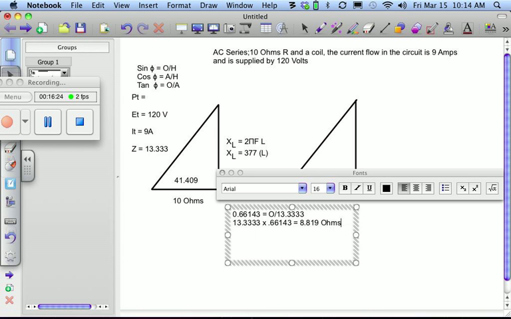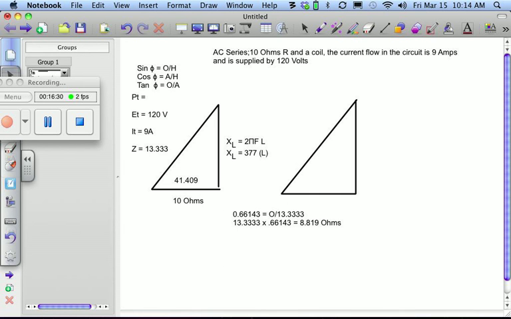Now, why is that important? Because now, what does it say? It says find the X sub L, what's the reactance of the coil, what is the phase angle? We already know the phase angle, the cosine of 41.409. If you just divide 10 by 13.33, what do we get? Cosine of 41.4074 is right on the money, right?